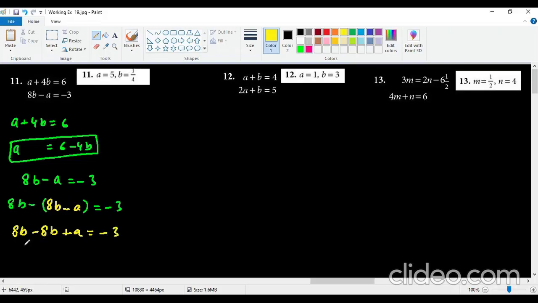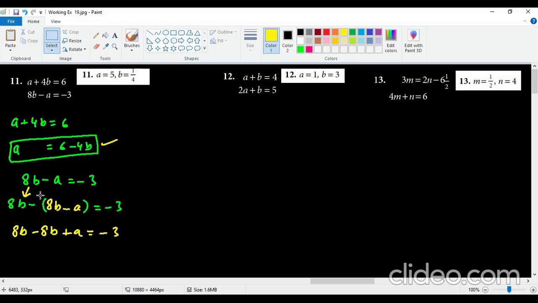That means plus and minus are going to be cancelled. Is it going to be cancelled? Let's see once again. It says a plus 4b equals 6. That means the value of a is going to be 6 minus 4b. Now the second equation says 8b minus a equals negative 3. That means 8b is written over here, 8b is here, negative a. The value of a is how much? 6 minus 4b, not ab minus a.